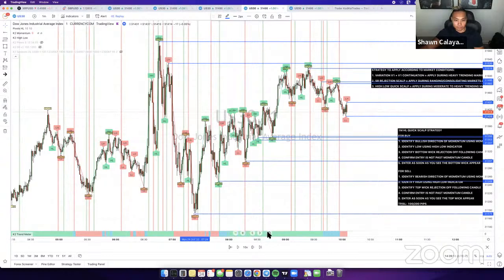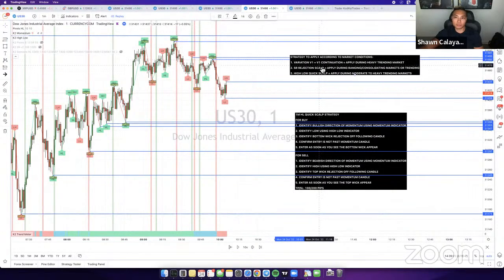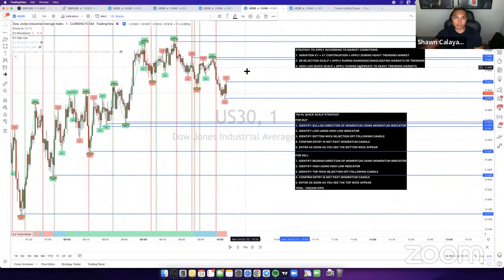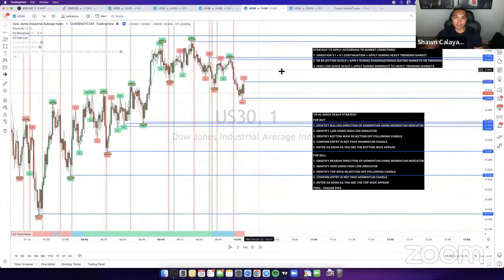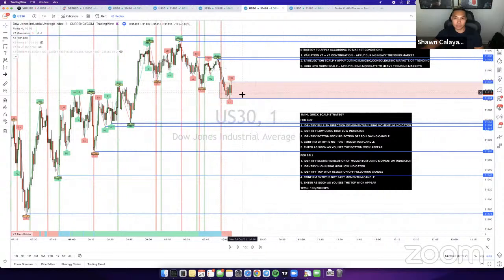All right. So as I mentioned right here, the V1 and V1 continuation applies during heavy trending markets. You can see right here that the market is not trending heavy, right? You might have not seen it earlier, but now that you've drawn up the high lows, you can see that market is not trending. It's actually going sideways right here. So I wouldn't necessarily apply this as a V1 or V1 continuation, but you can use that as a confluence, right? So for example, here, if you're looking for a sell with an SR rejection scalp, and then you see that this aligns with the high-low quick scalp, then you might be more inclined to take that variation V1.